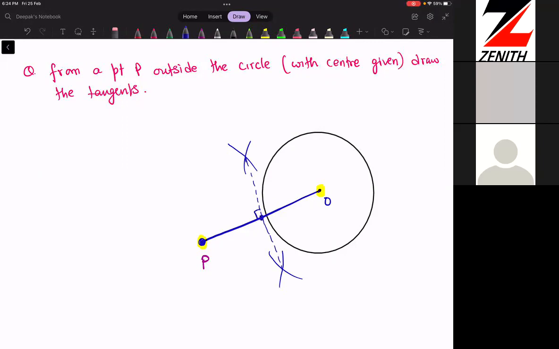What will be this point? This point is O dash, which is the center of PO. You keep the needle at O dash and draw a circle. Name the intersecting points as A and B. Join PA. PA and PB are the tangents.